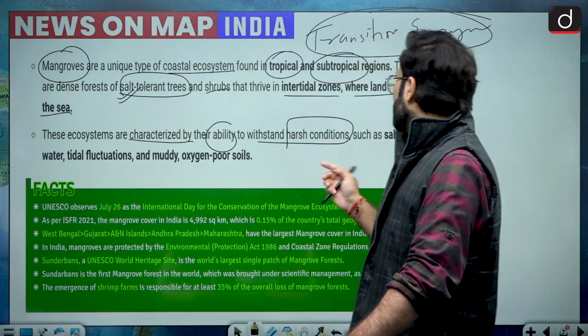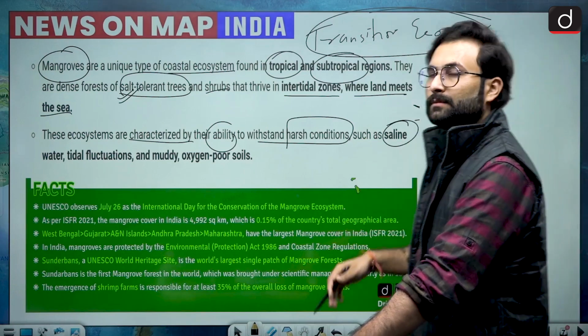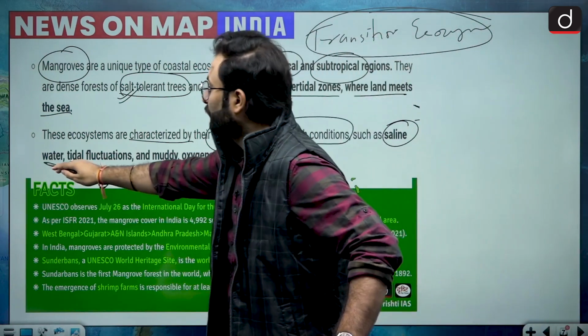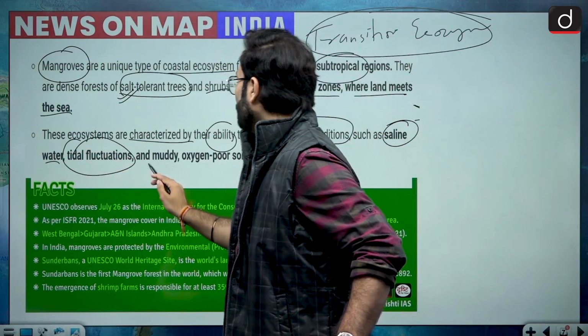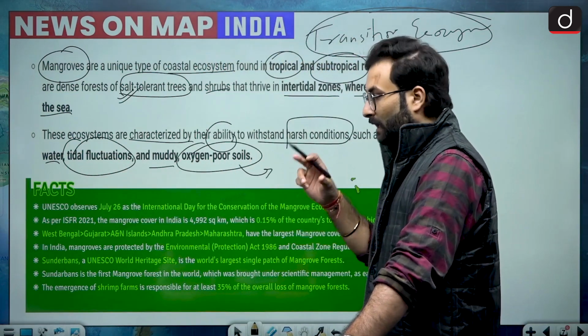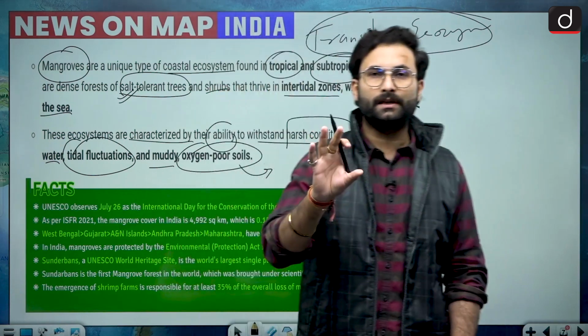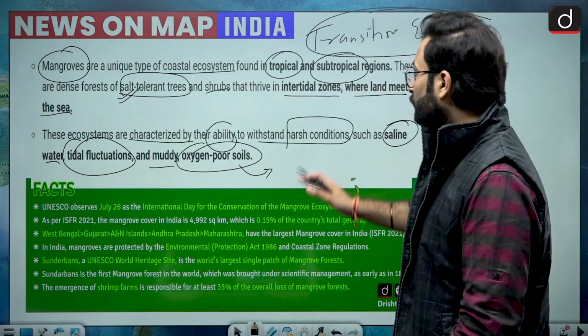Okay, then other harsh conditions are like saline water, obviously because of the sea water, and then tidal fluctuations, muddy and oxygen poor soils. Because of the oxygen poor soils, these kinds of forests have different kinds of root systems as well, which come outside for the oxygen requirements. Okay, so that is about mangroves.